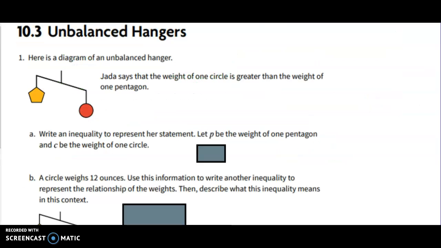Let's talk about some unbalanced hangers. Here's a diagram of an unbalanced hanger. Jada says the weight of one circle is greater than the weight of one pentagon. We're going to write an inequality to express her statement. Let P be the weight of one pentagon and C be the weight of one circle. So let's say that P is less than C. The pentagon is less than C.